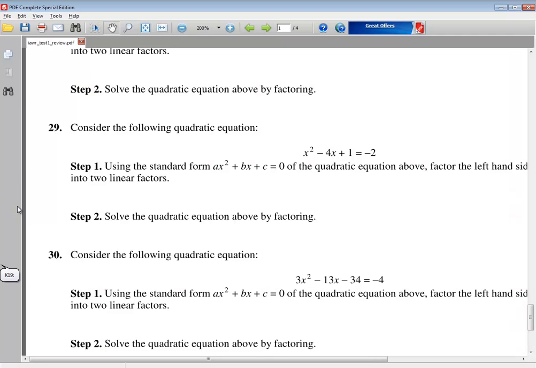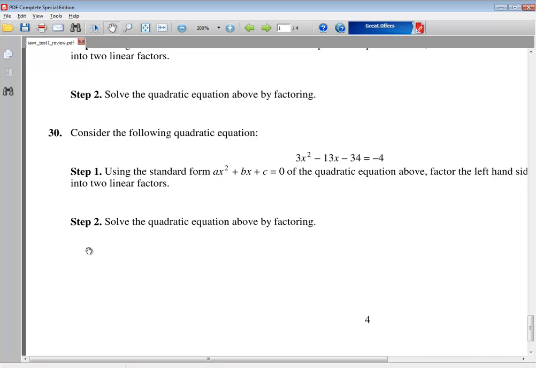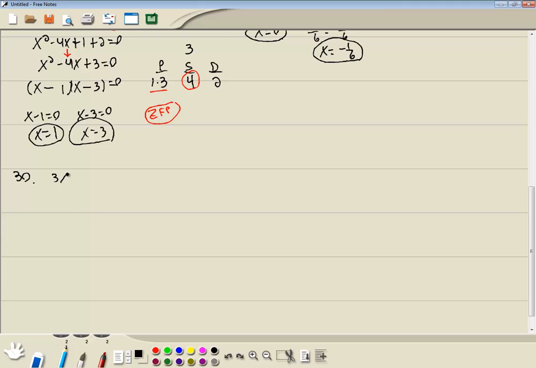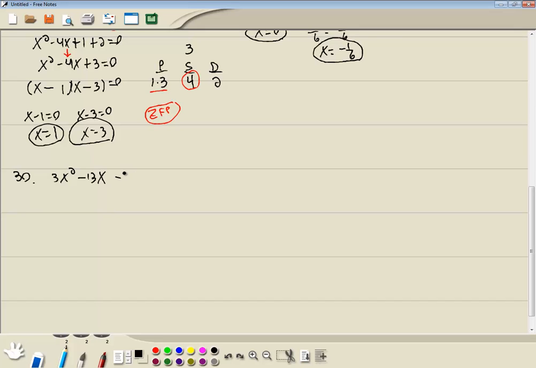Okay, problem number 30. I think it's the last one. Yeah, it is. So I got 3x squared minus 13x minus 34 equals negative 4.